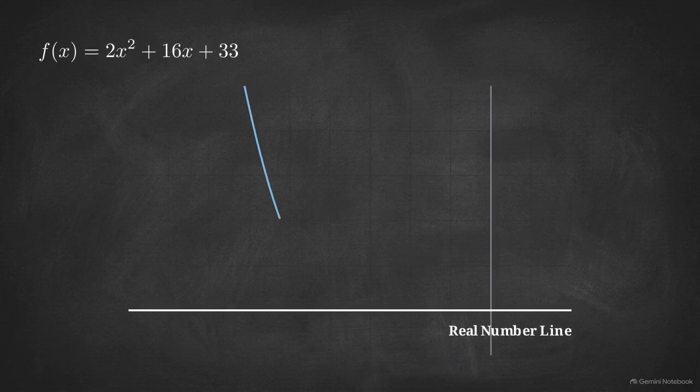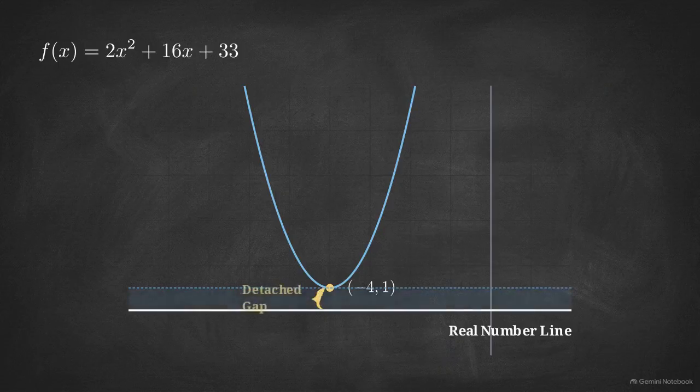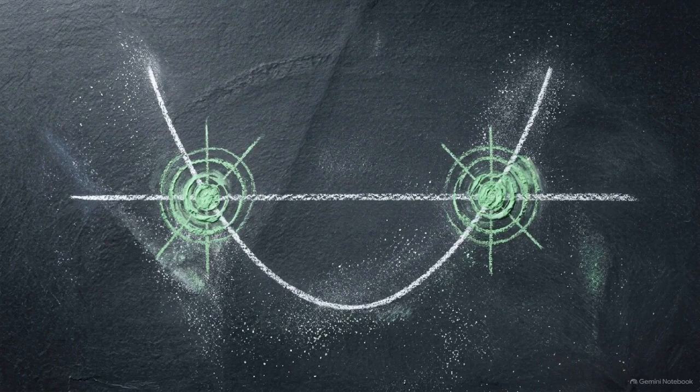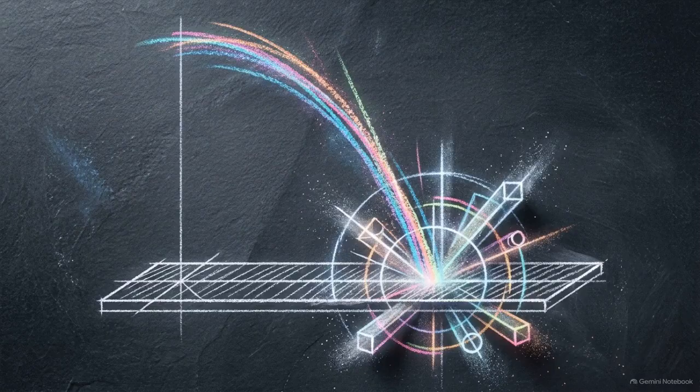Graphing this equation shows exactly what complex roots mean physically. The entire parabola is floating completely above the x-axis. It is detached from the real number line, proving visually why no real roots exist. The discriminant functions as an infallible collision detection algorithm. It calculates exactly how a curved polynomial will interact with the flat plane of the x-axis.